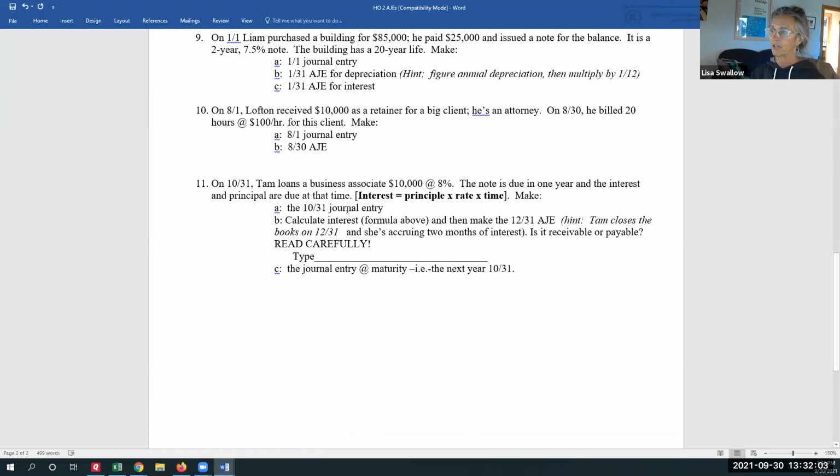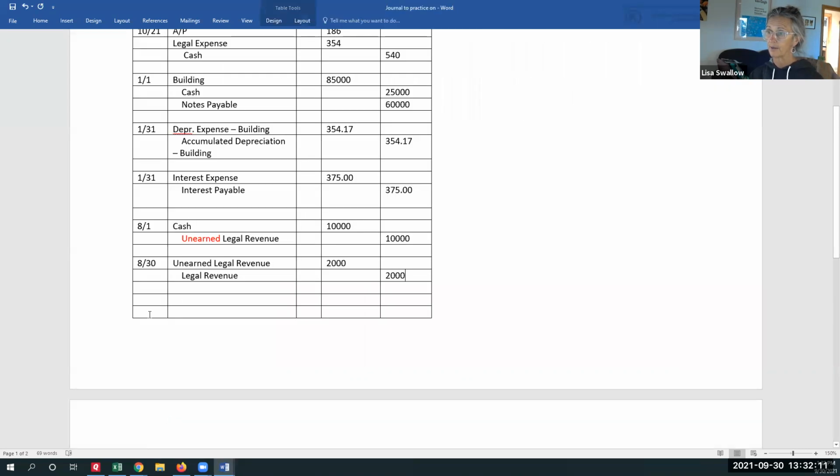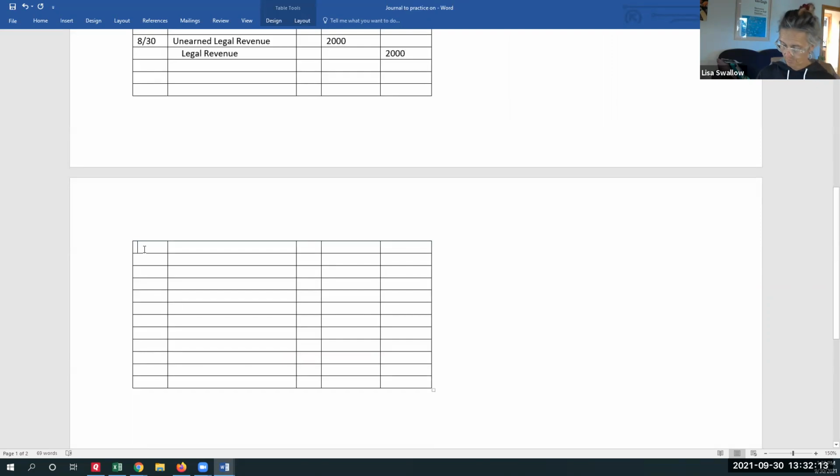So go ahead, make the 10/31 journal entry where she actually just cuts the check to her friend. And then 2 months later, she closes her books. So I'm going to start with the cash because I know that's easy. I know I wrote a check to my business associate for 10 grand. What does she have on her books now? It's not an accounts receivable. They've signed a note. This is an asset just like AR. It's just a formal notice signed.